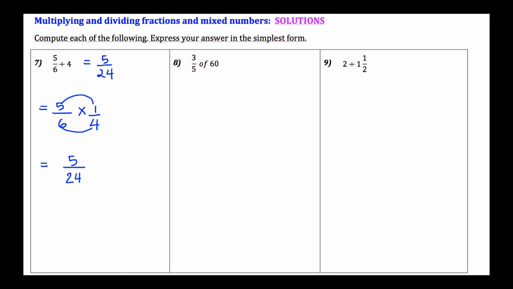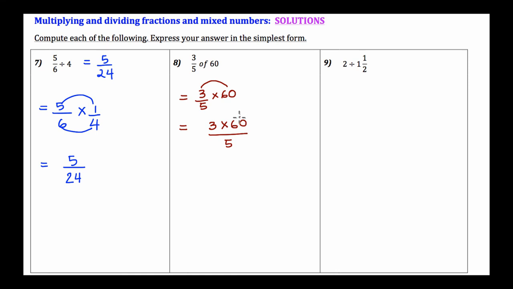Let's do the next problem. So 3/5 of 60. So what does 3/5 of 60 mean? 3/5 of 60 is the same as 3/5 times 60. And when we are multiplying, we multiply the numerator with the whole number. So we have 3 times 60 and the denominator stays the same.